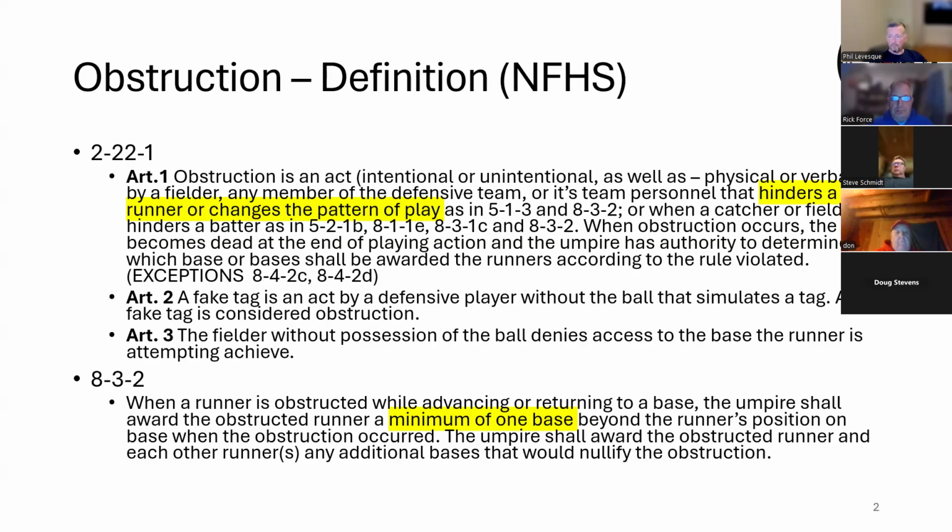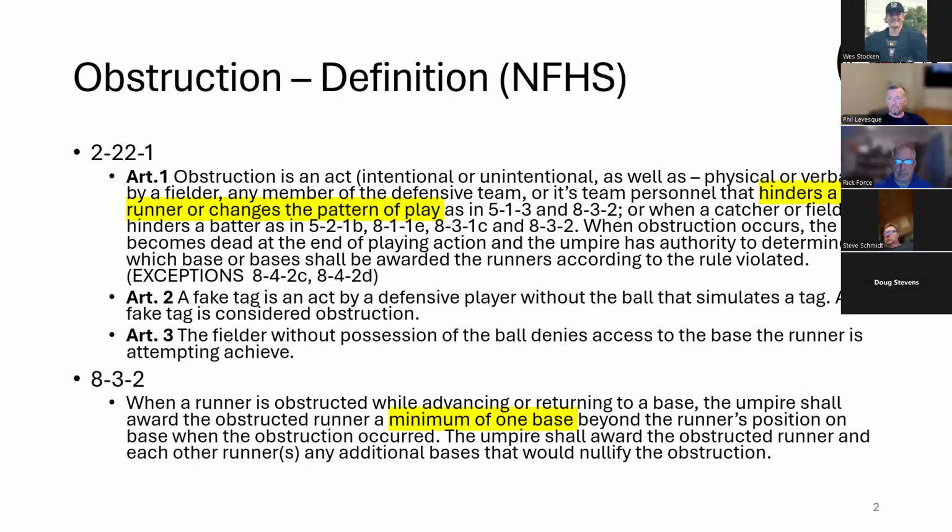We'll have a case play that covers that. And you'll note here in Article 3 under Rule 2-22-1, the fielder without possession of the ball denies access to the base the runner's attempting to achieve. That means possession, not almost in possession or imminently going to be in possession. He has to have possession. This is very black and white. If he has the ball, he can block the base, he can lay down, do whatever he wants. If he doesn't have the ball, he cannot block the base.